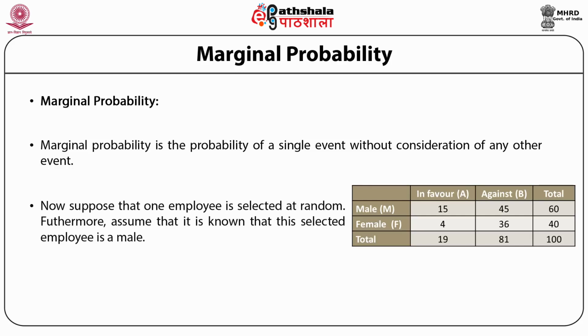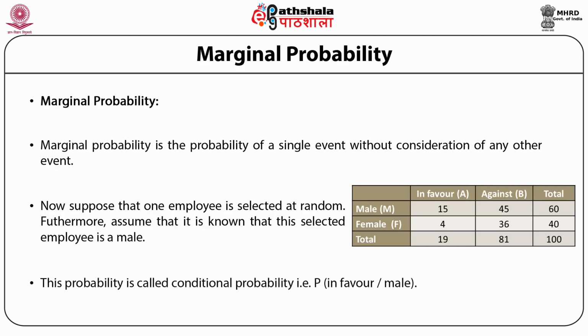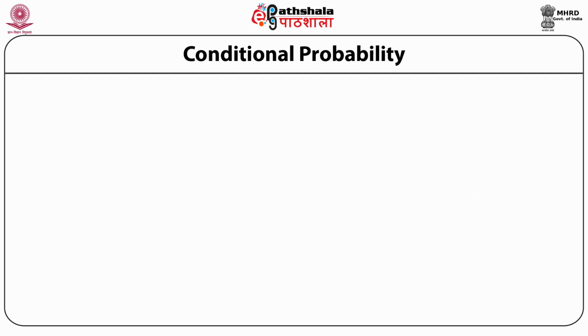Now suppose that one employee is selected at random. Further, assume that it is known that this selected employee is male. In other words, the event that the employee selected is a male has already occurred. What is the probability that the employee selected is in favor of paying high salaries to CEOs, given male? This type of probability is called conditional probability, that is, the probability of in favor given that male has already occurred. Now we will consider conditional probability.